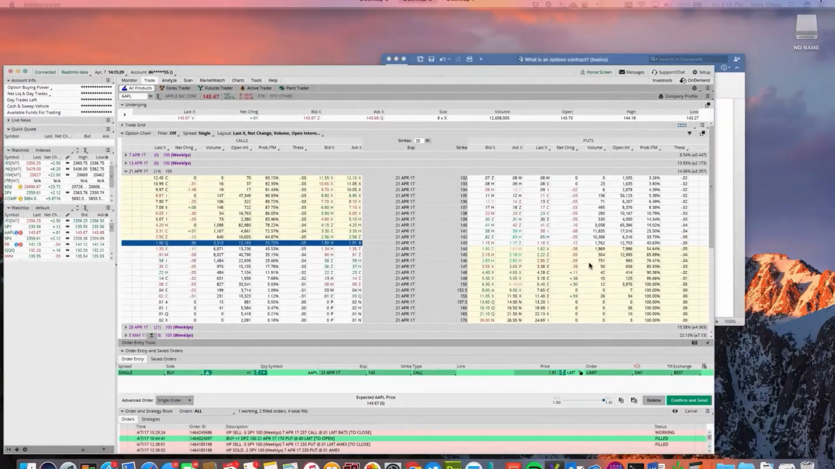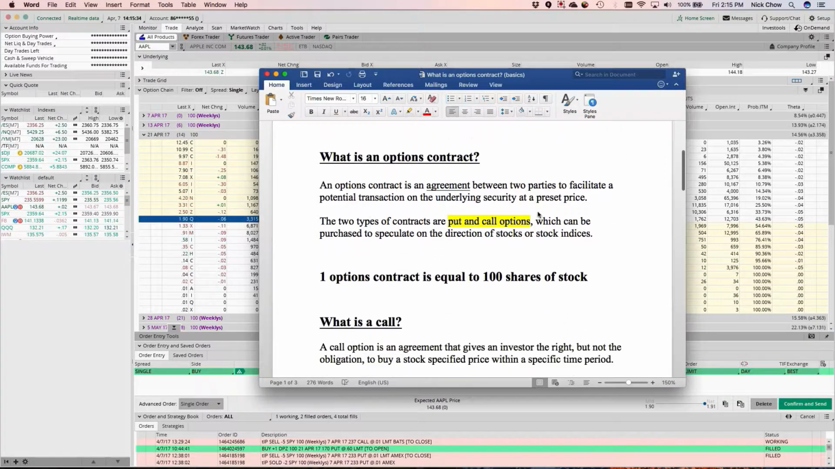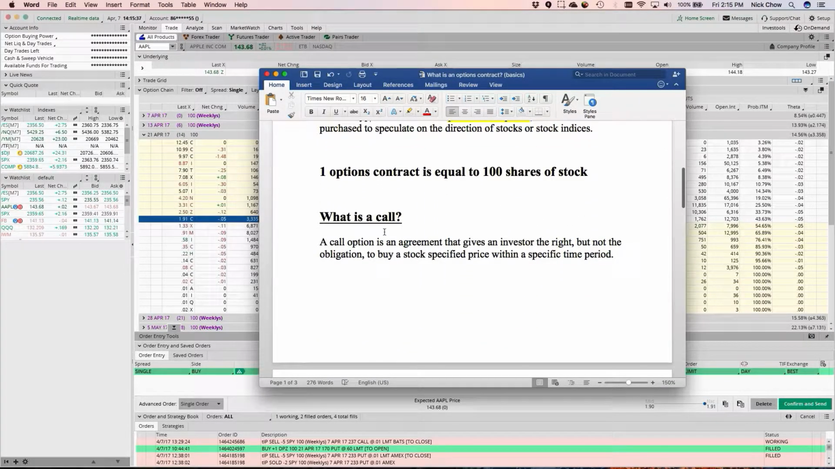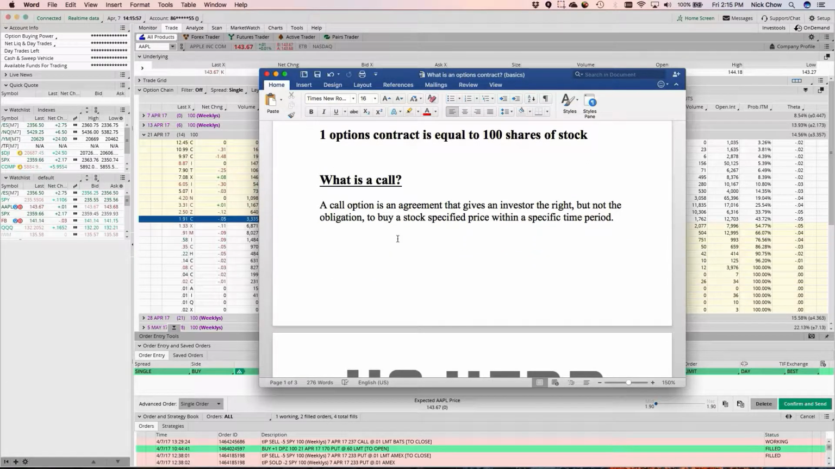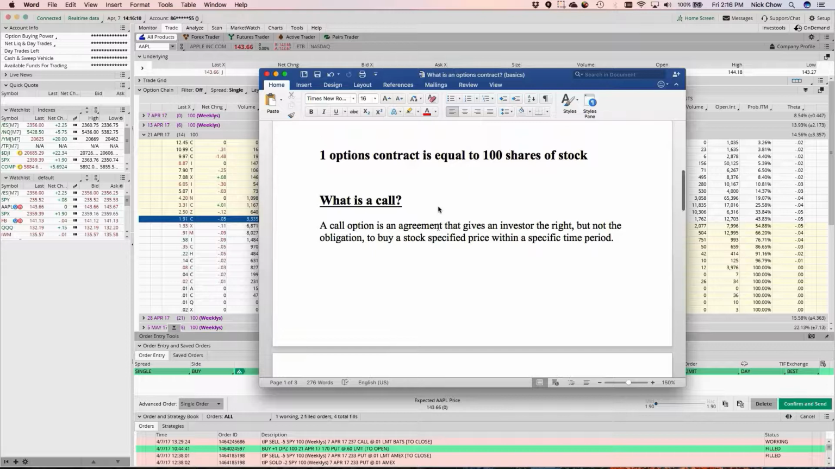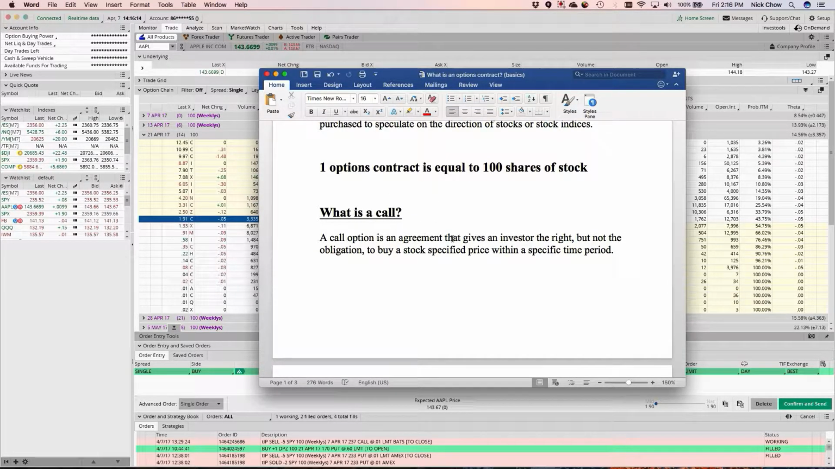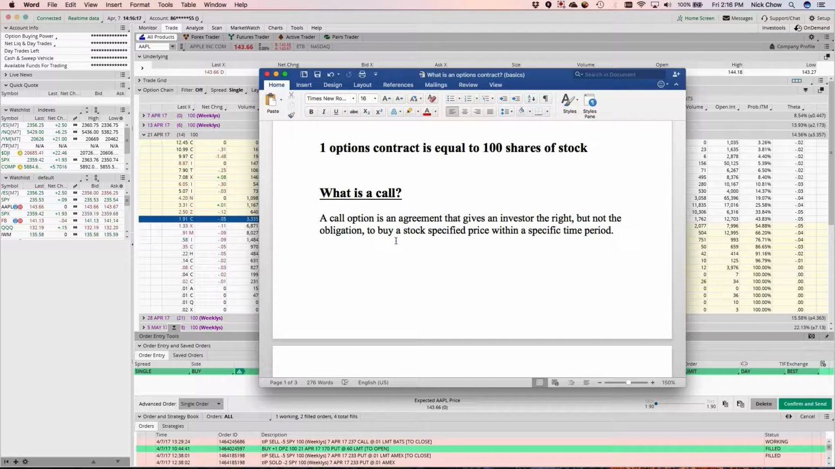So let's get into the details of what is a call and what is a put. Now a call option is an agreement that gives an investor the right, but not the obligation, to buy a stock at a specified price within a specific time period. So when I'm buying a call, it's giving me the option, but not the obligation. So I don't have to exercise it. We'll talk about exercise in a little bit, but this gives me the option to own 100 shares of stock if I want to. Now, here we don't usually ever exercise options. We pretty much just trade the premium of the option.